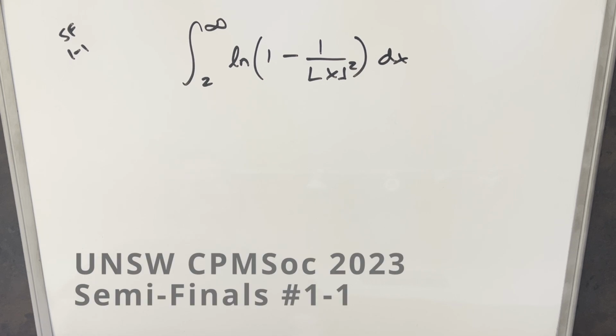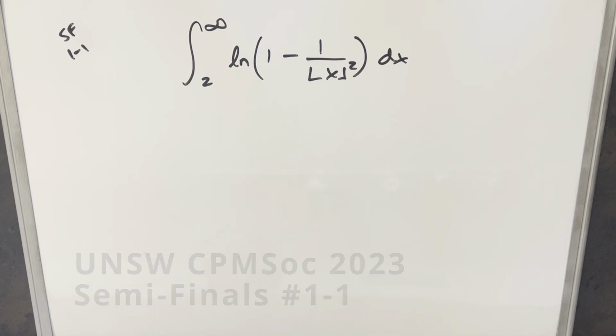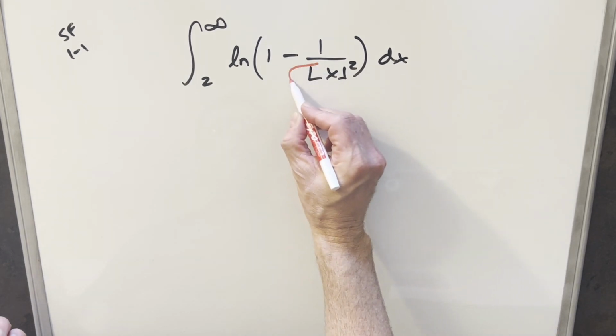Okay, we have here today another interesting integral from the UNSW CPMS Integration B 2023. This was semifinal round 1, problem 1. We have the integral from 2 to infinity of the natural log of 1 minus 1 over the floor of x squared dx. Now to get started, the first thing we really need to deal with is just having the floor in an integral.